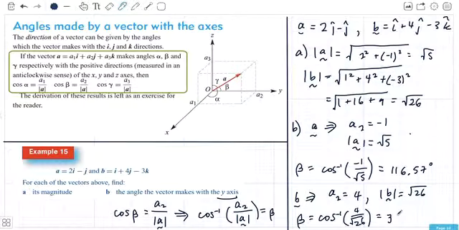So that's the idea with finding the angles of the vector between each of the axes, using these three formulas, and also a reminder of how to find our magnitudes for vectors.